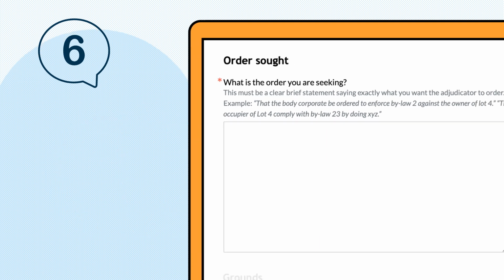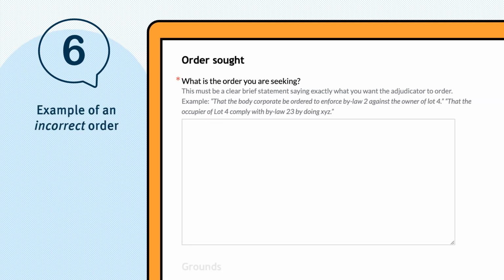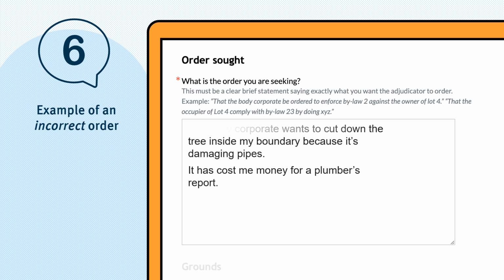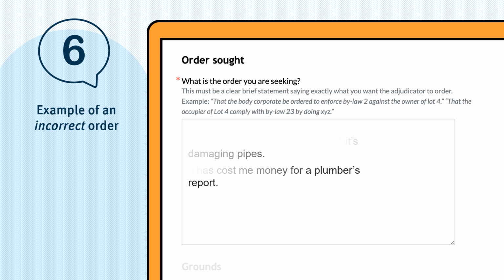Here's an example of an incorrect order. The Body Corporate wants to cut down the tree inside my boundary because it's damaging pipes. It has cost me money for a plumber's report. This is not an outcome. It is a statement describing the problem.